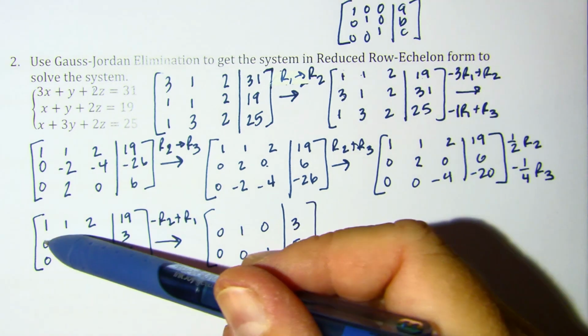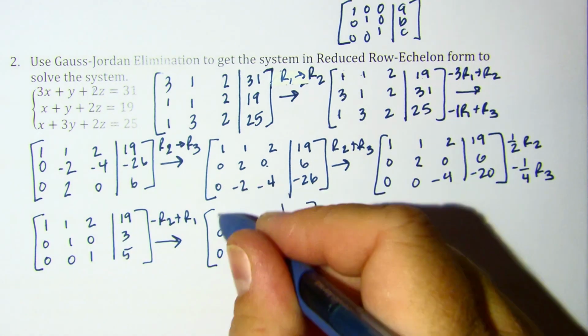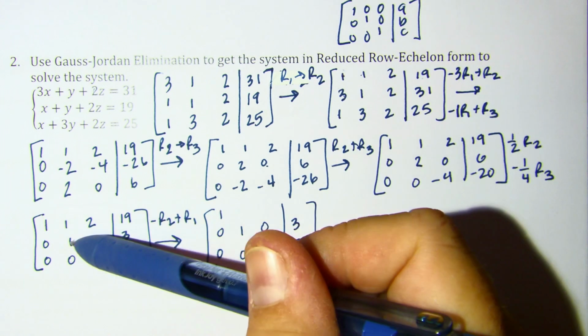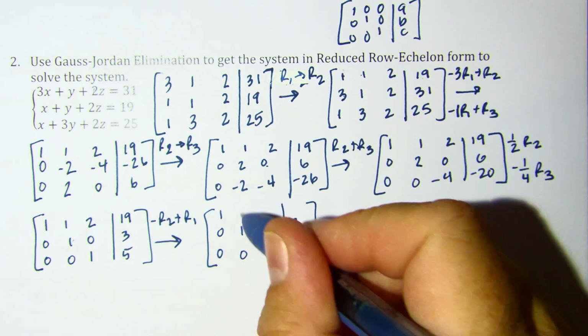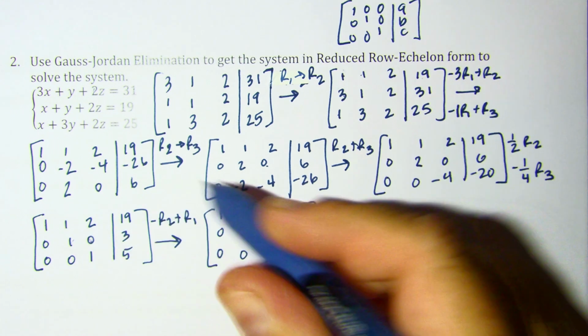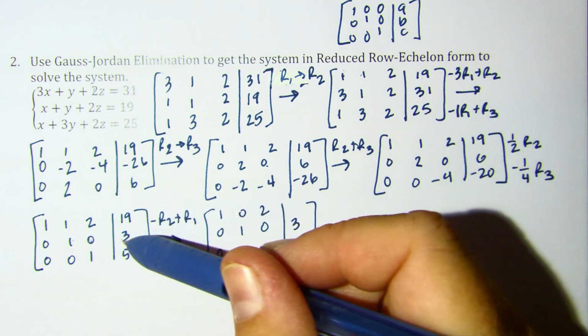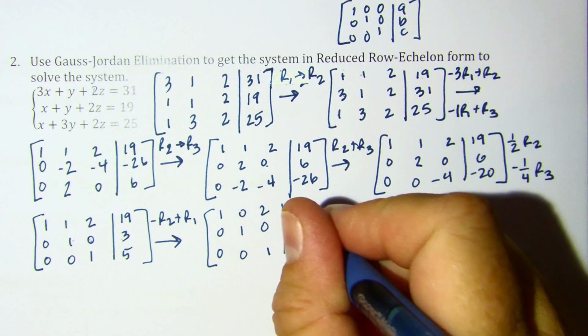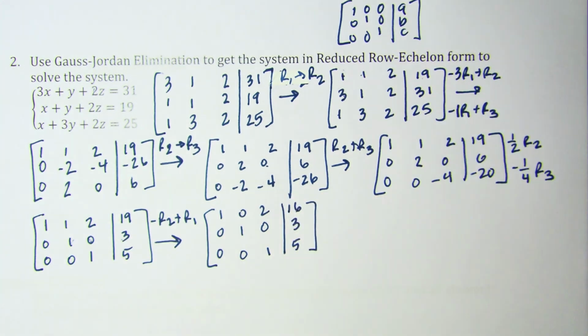And -1 times 0 is 0. 0 plus 1 is still 1. -1 times 1 is -1. -1 plus 1 is 0. -1 times 0 is 0. 0 plus 2 is still 2. -1 times 3 is -3. -3 plus 19 is 16.